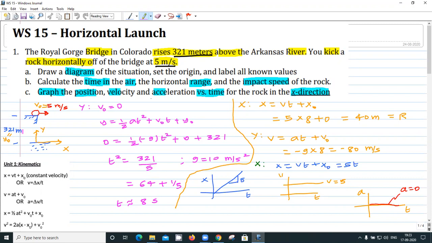Is that right? I can't hear you. Yeah. So 321 meters. And the initial velocity is 5 meters per second. That is v naught.